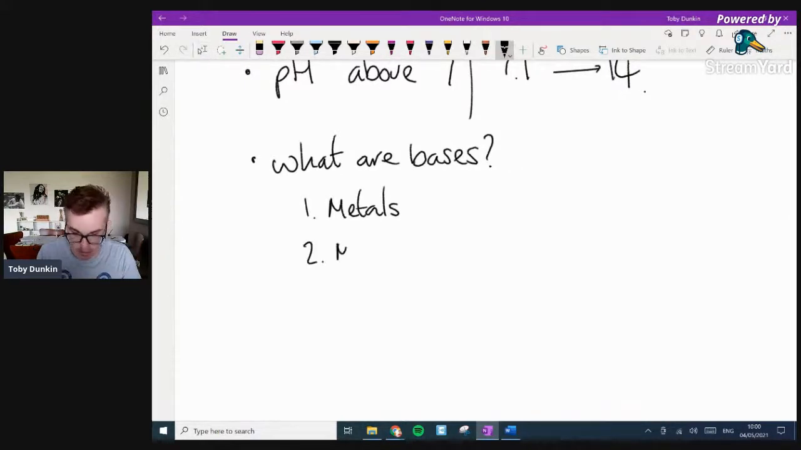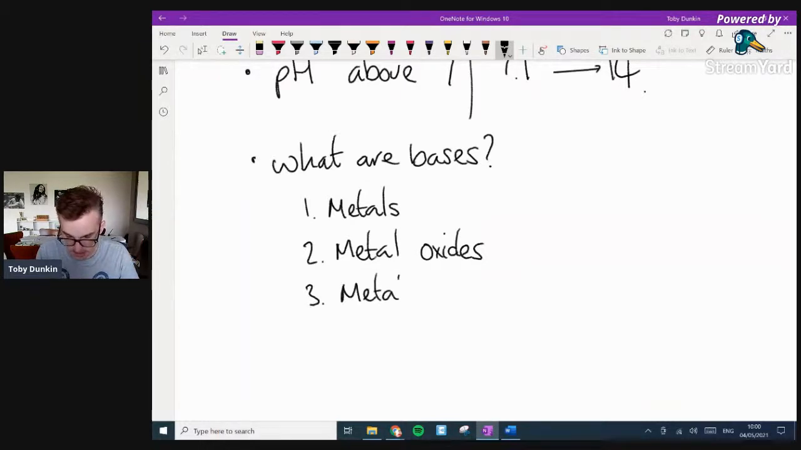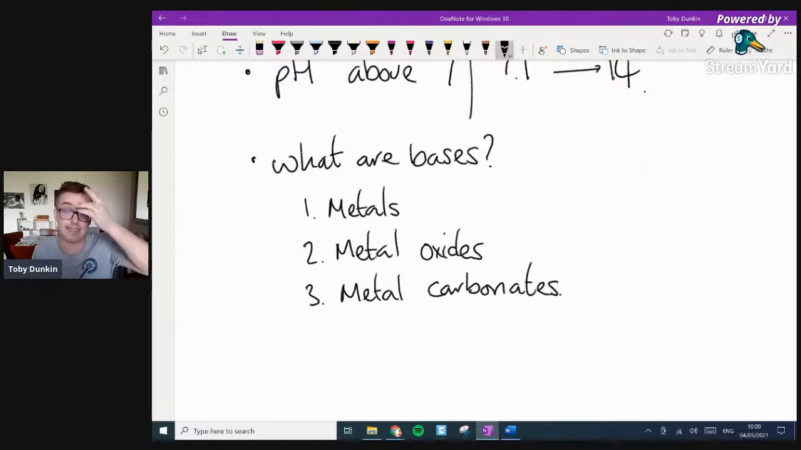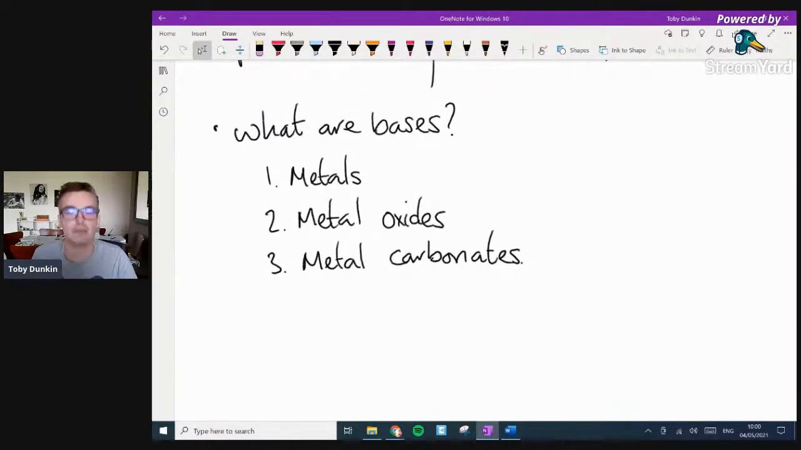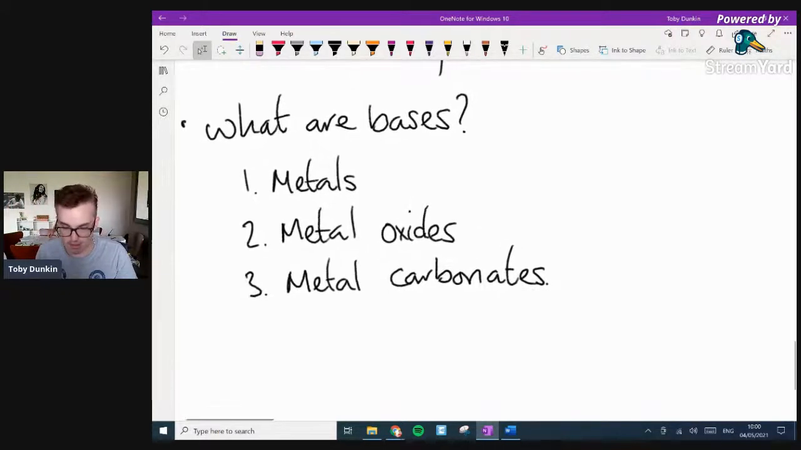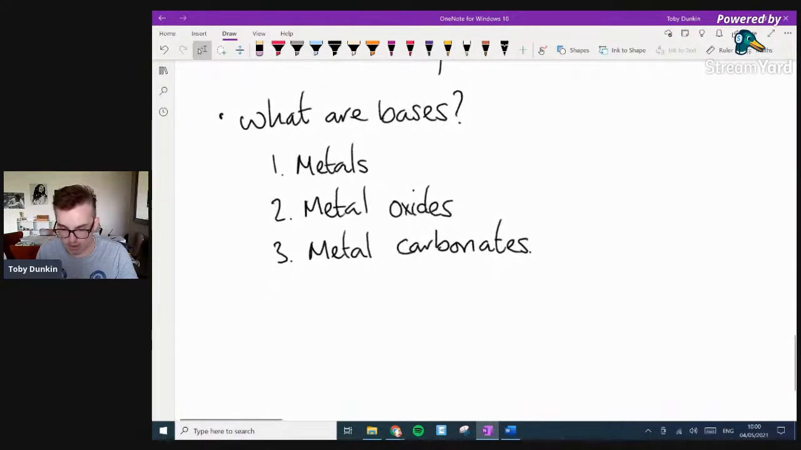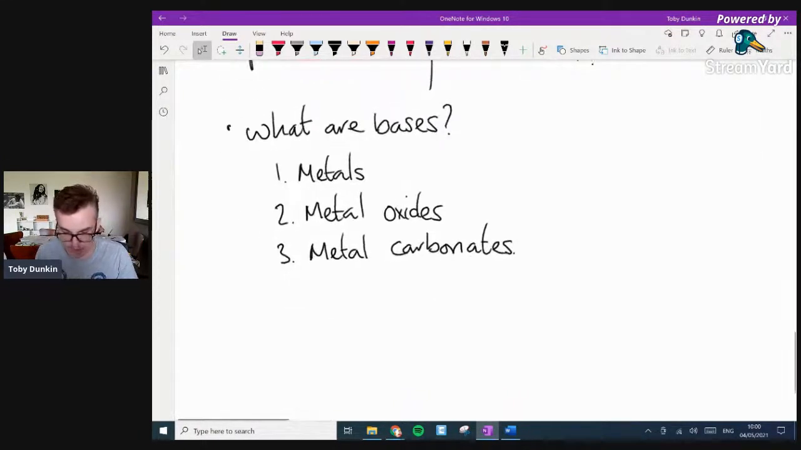Number 2, metal oxides. Metal oxides are also bases. And number 3 is metal carbonates. Now, what you'll notice there, guys, is essentially anything that has a metal ion in it can act as a base. Now, I shouldn't really say that. Metal sulfates don't. Metal chlorides don't either. But the oxides and carbonates do.